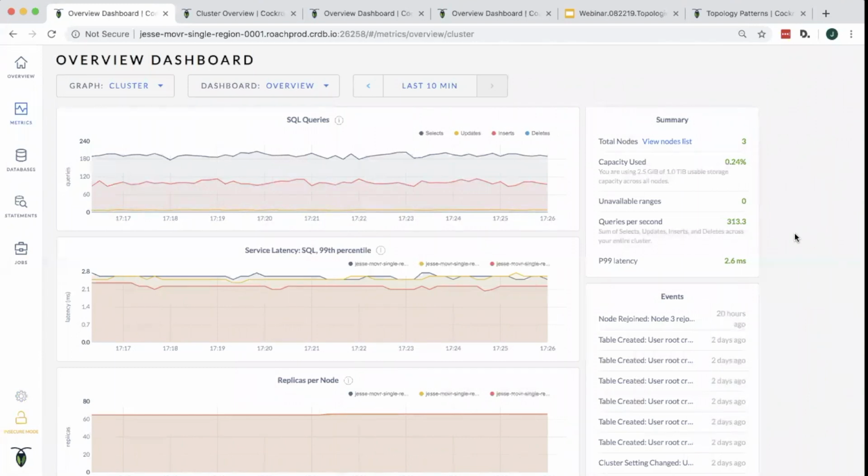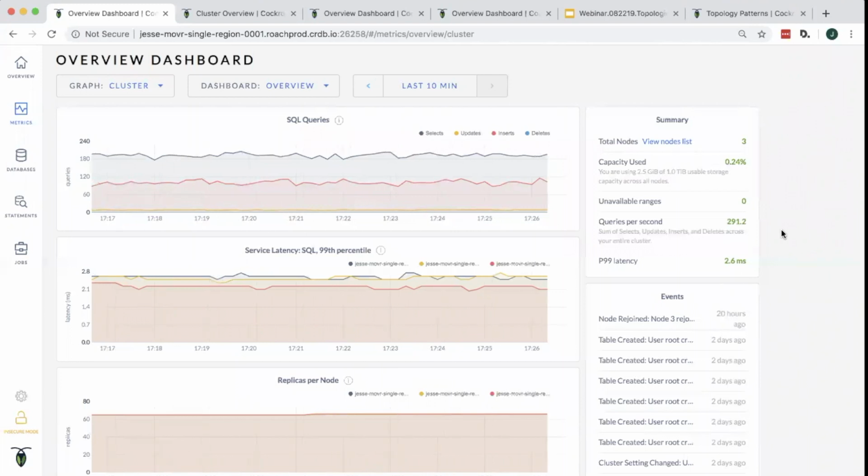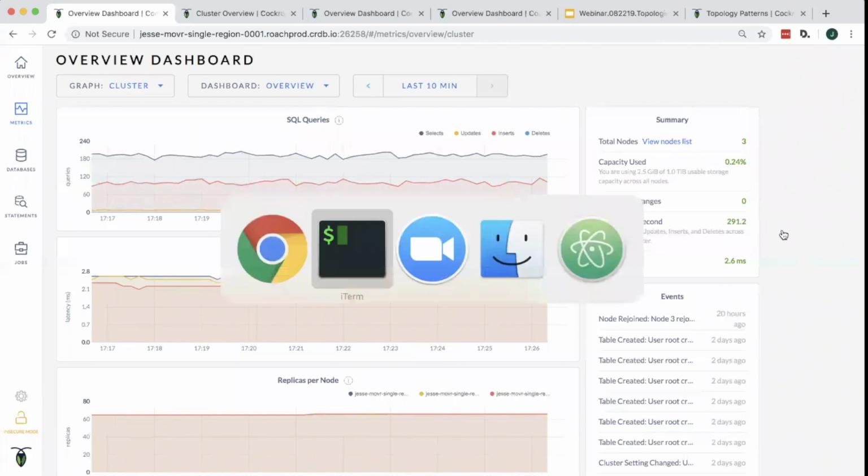I also want to point out the fact that we're distributed across 3 availability zones in this one region, and the fact that the data is balanced across those availability zones. So for every range, 1 replica is in each of the AZs. What this means is we can lose an entire AZ in that region and still retain a majority of all of the data in the cluster. And so I'm actually going to demo that for you.